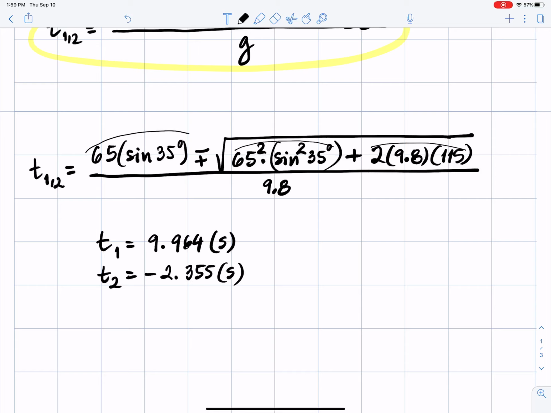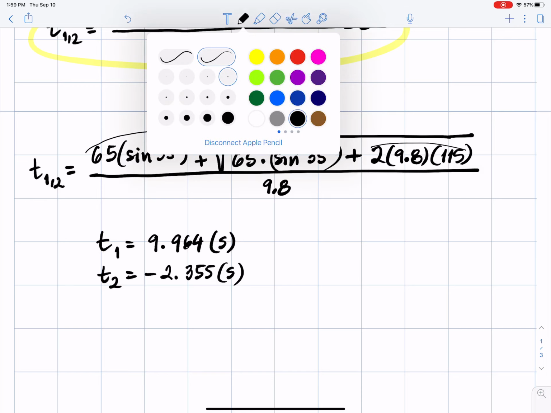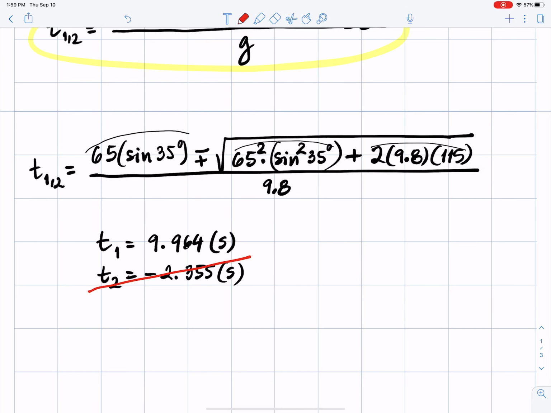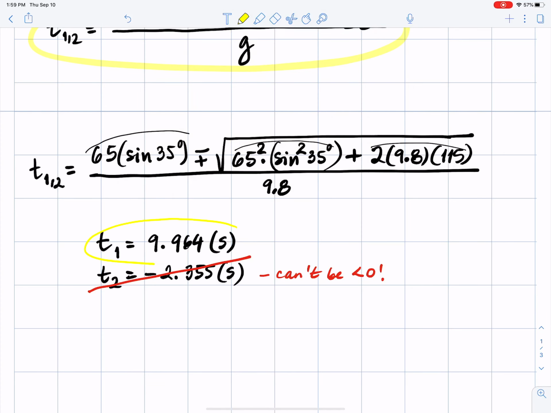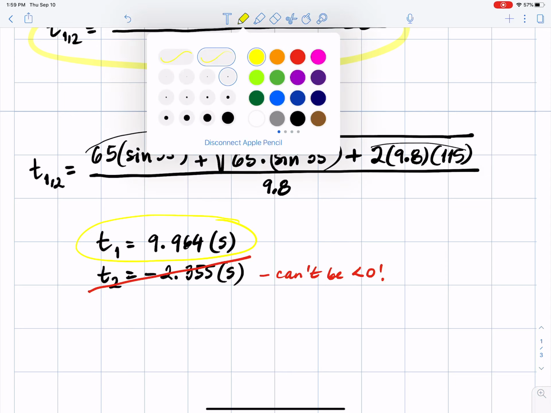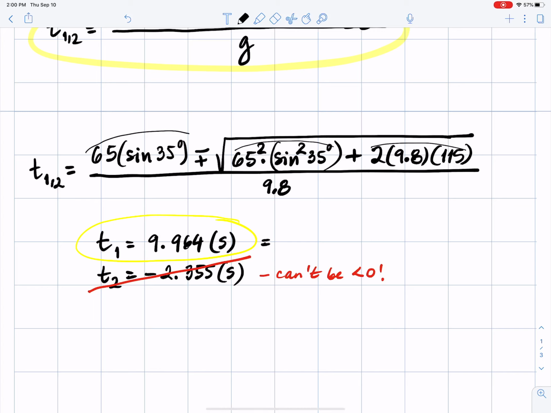Now, the time cannot be a negative number, so this one goes out, because it can't be less than 0. So what you end up with is your total travel time, which you are asked to find. Okay, let's do that again. That's your total travel time. I'm going to put it here in words, total travel time. And this is how we do part A.